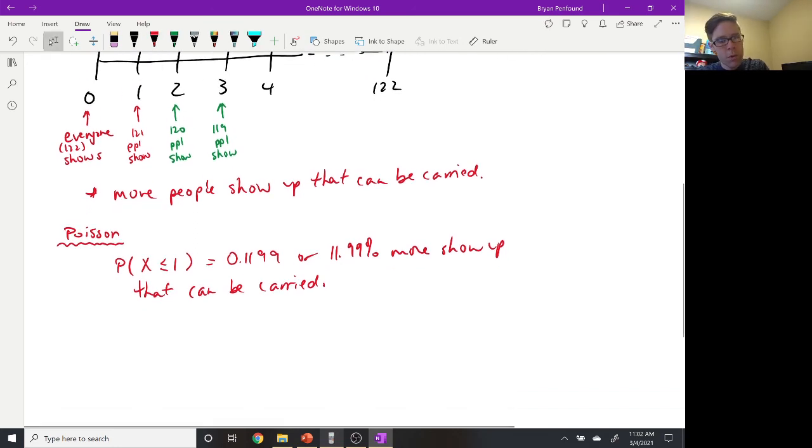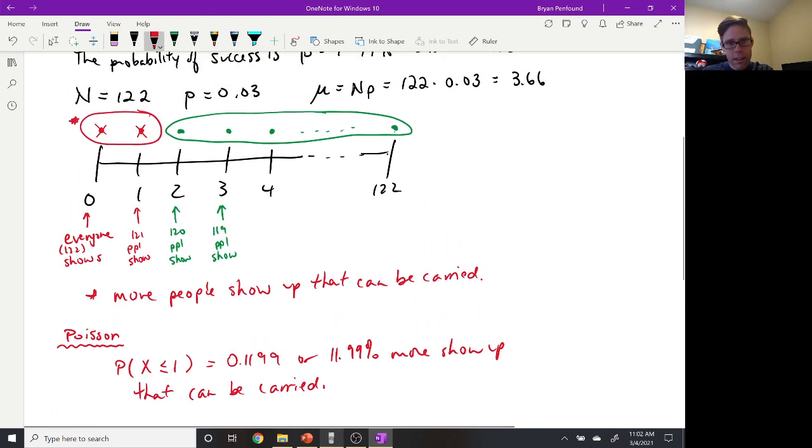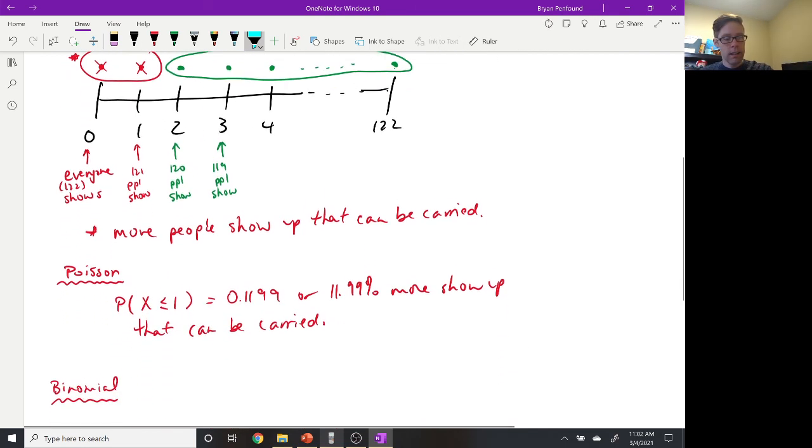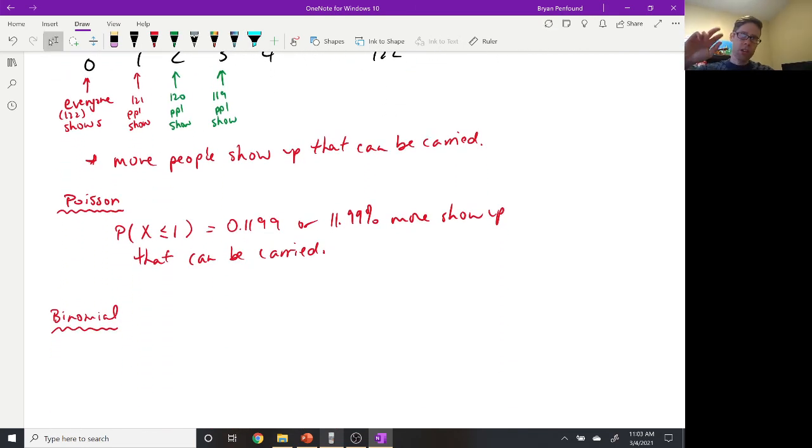So that's an example using the Poisson distribution. I do want to quickly compare this to the binomial distribution, because in our case, we have a relatively large n value and a relatively small probability value. And when n is relatively big and p is relatively small, the binomial and Poisson distributions should be fairly close to each other, within maybe a few percentage points.